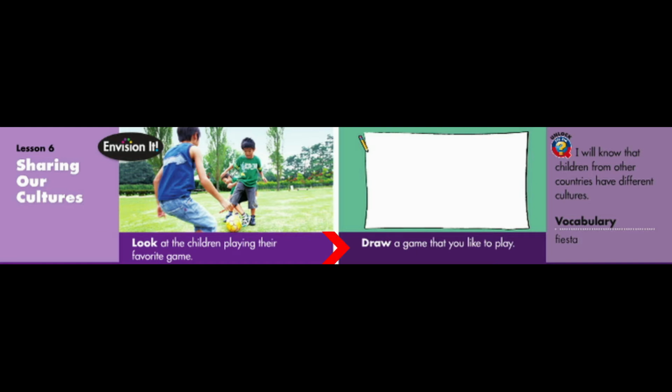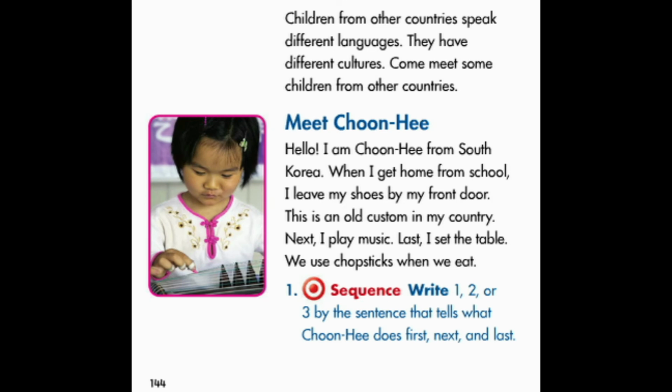Next, I'm going to ask you to draw a game that you like to play. Here's mine. In first grade, I like to play basketball. Do you like to play basketball? What sport or what game do you like to play? Children from other countries speak different languages. They have different cultures. Come meet some children from other countries.